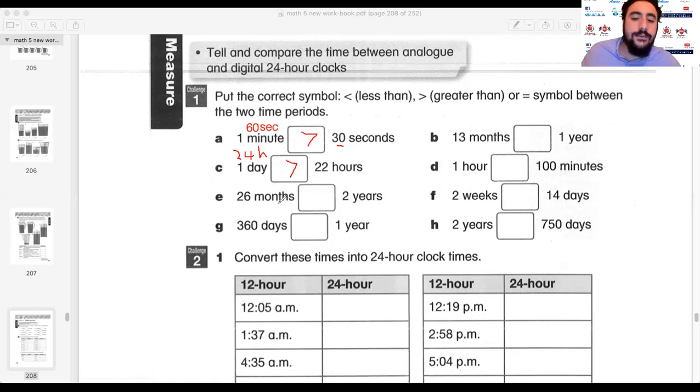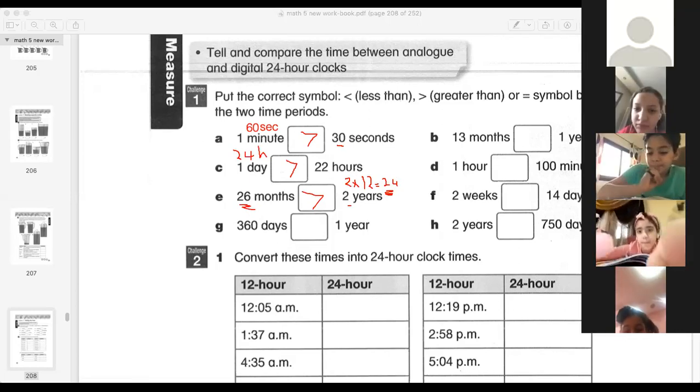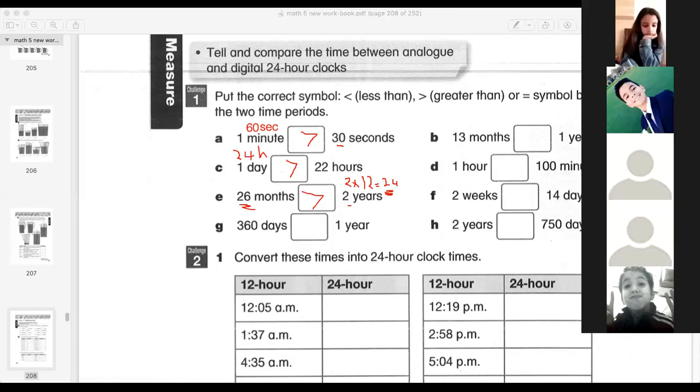What about, Yusuf, again, 26 months and 2 years? 26 months. Why? Because 1 year is 12 months, so 2 times 12 months is going to be 24 months. So 24 is actually less than 26. So 26 is greater than 24. Thank you so much, Yusuf El-Hadi.